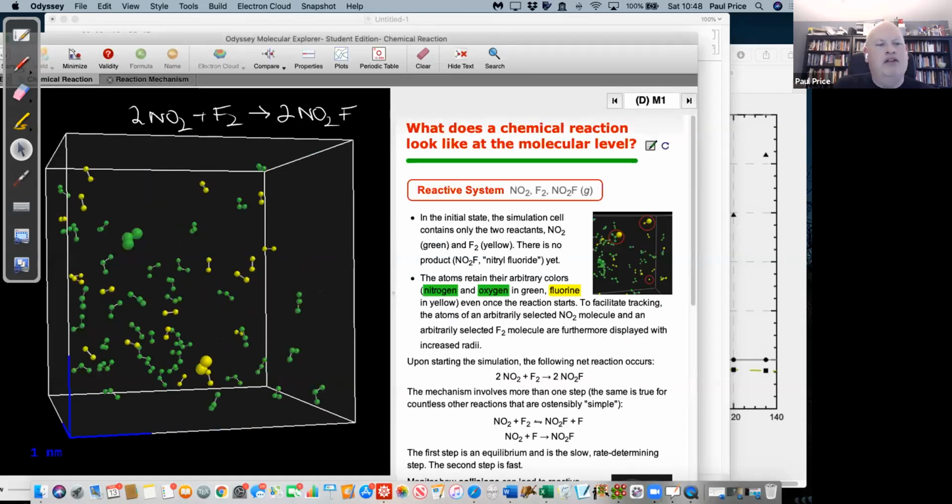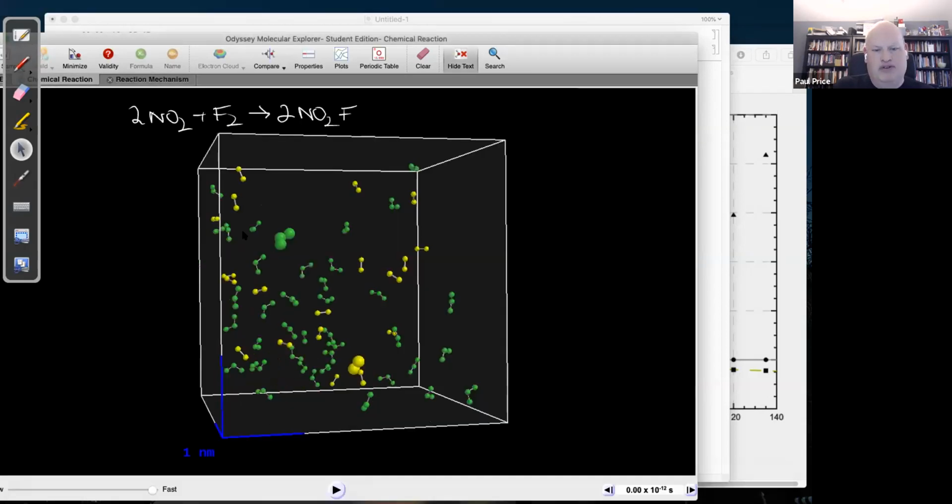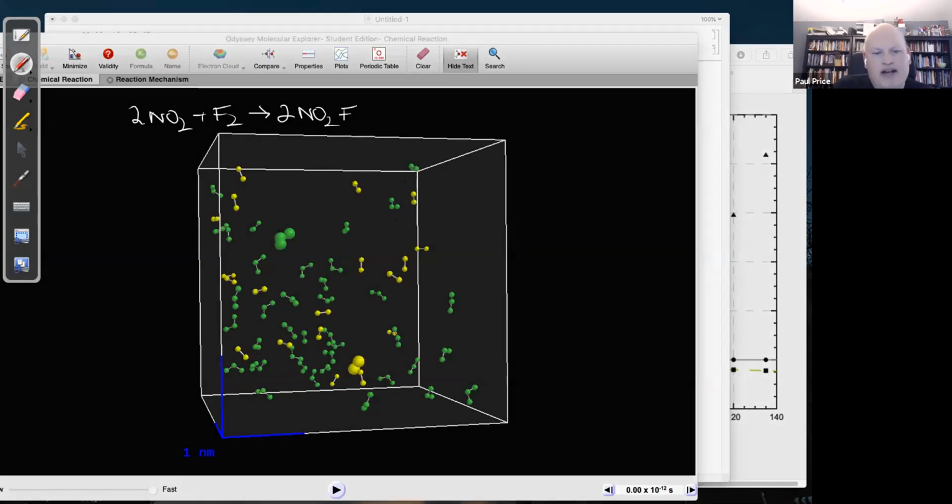Boom. Okay. So let me show you something, because the colors here are kind of interesting. This little guy right here, this is an NO2. And the N has the same color as the oxygen. Don't ask why in that regard. But anything that's a little 3 guy like that, that's an NO2. And right here, the yellow guys are F2s.